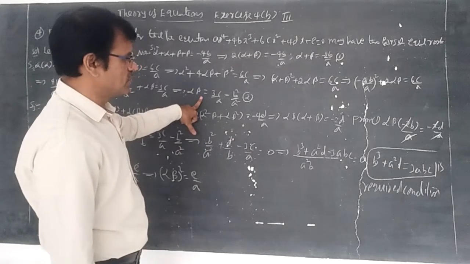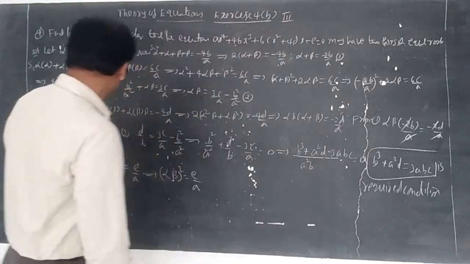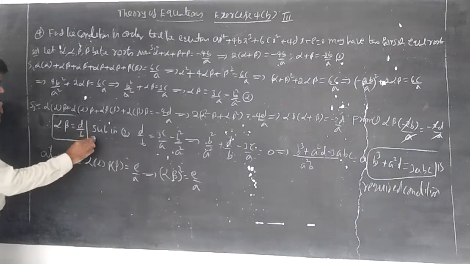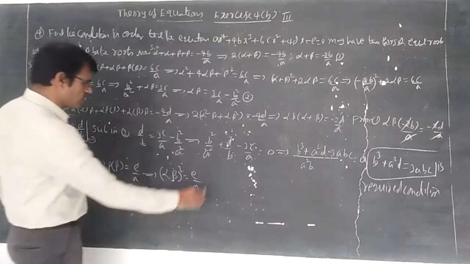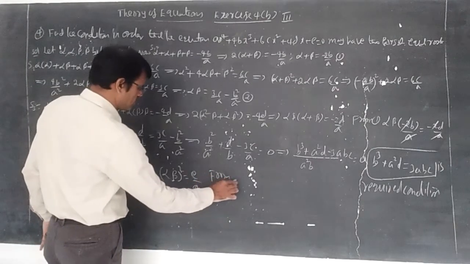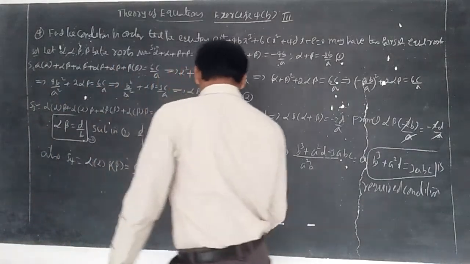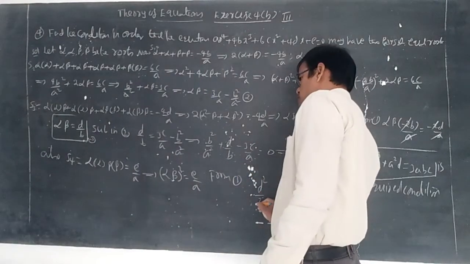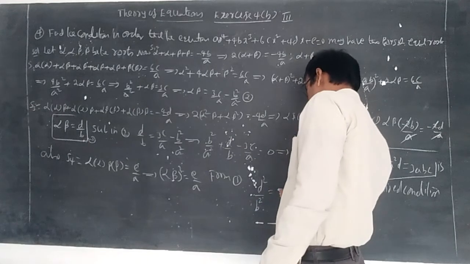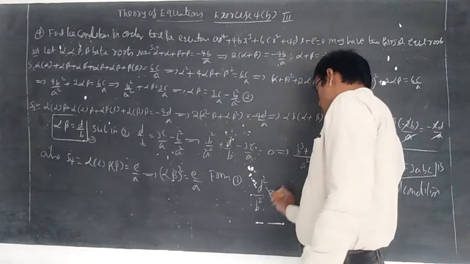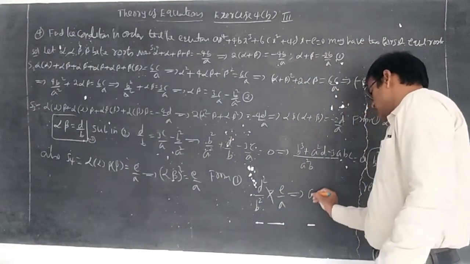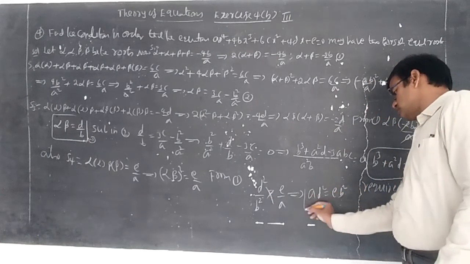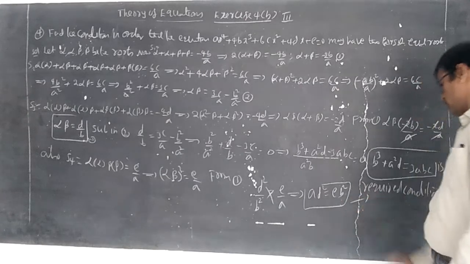Not this lengthy. Here we got alpha beta d by b. Put it here, this is the third equation. Of course, we put this also. From 3 I am writing: d square by a square, d square by b square is equal to e by a. Take cross multiplication, it becomes a d square is equal to e b square. This is also a required condition.